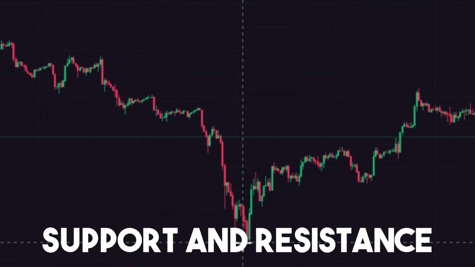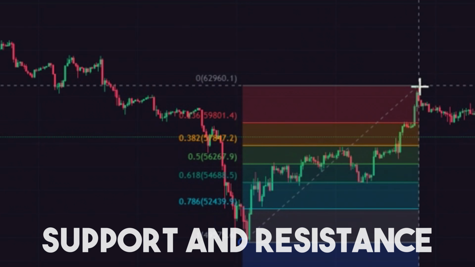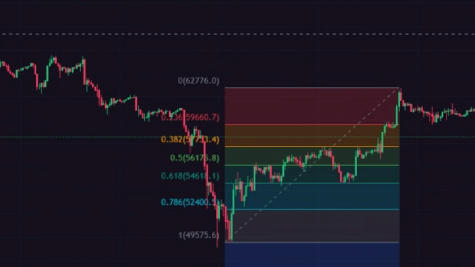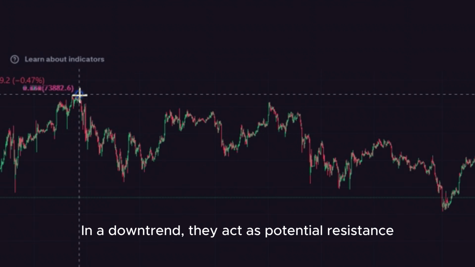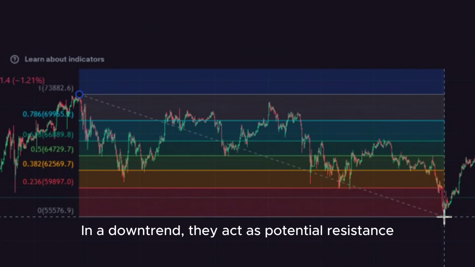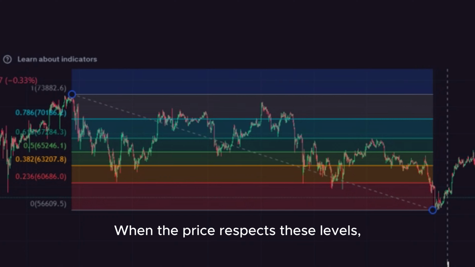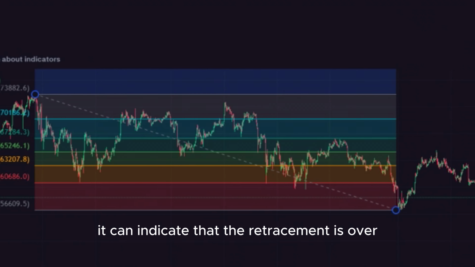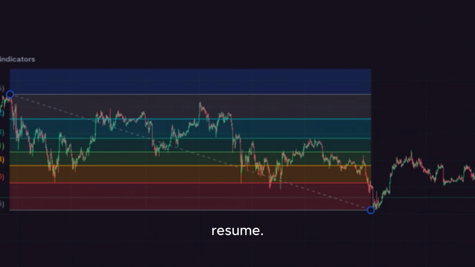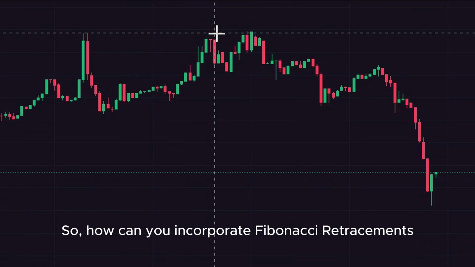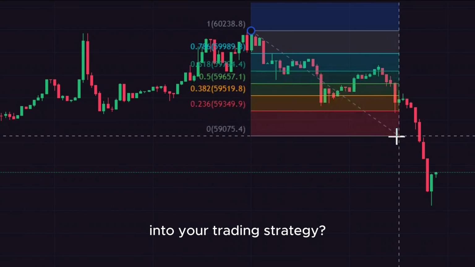3. Support and resistance. In an uptrend, the Fibonacci levels act as potential support zones. In a downtrend, they act as potential resistance zones. When the price respects these levels, it can indicate that the retracement is over and the trend is ready to resume. So, how can you incorporate Fibonacci retracements into your trading strategy?